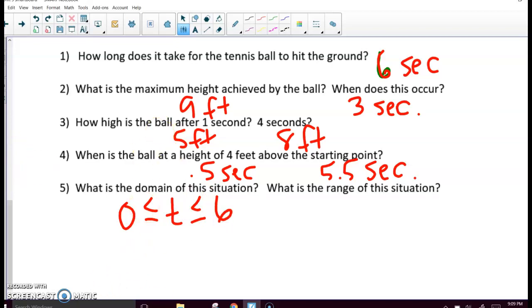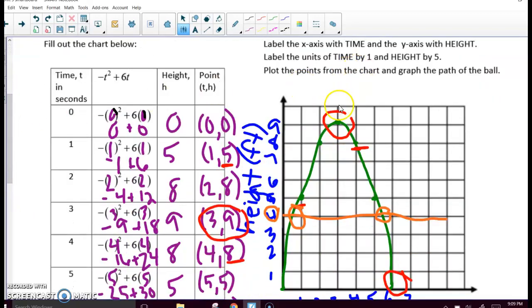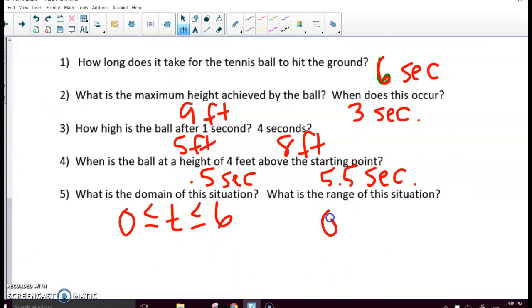My range is my y values. My graph goes all the way up to 9. That's my high point. And 0 is my low point. My ball doesn't go below ground. So 0 less than or equal to, I'm going to put h for height, less than or equal to 9.